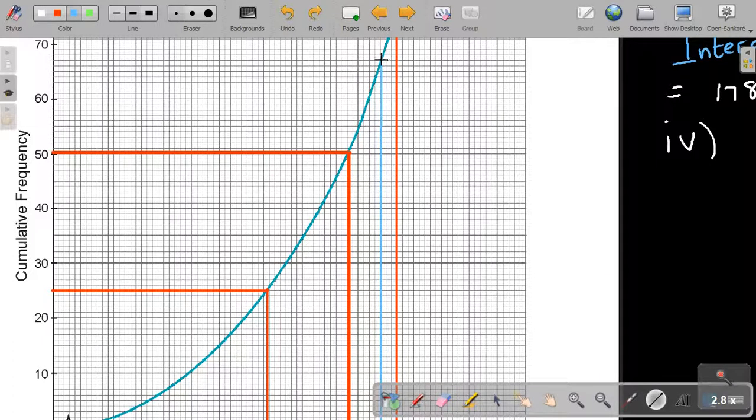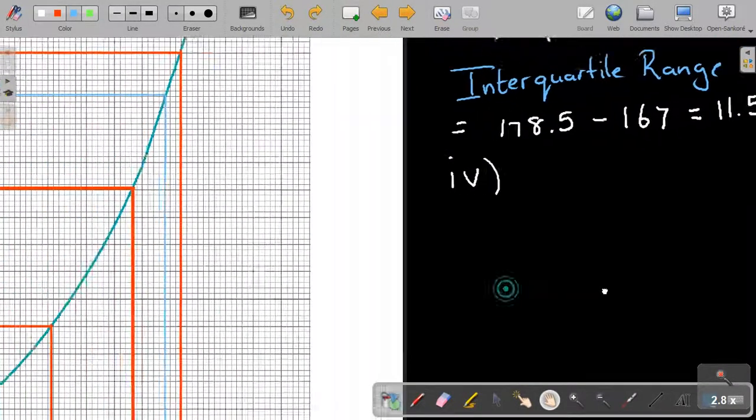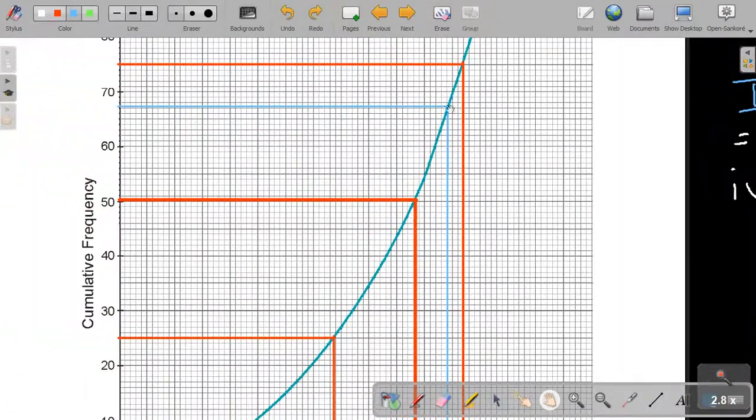And where it cuts, I'm going to draw it down to this side. So this is going to be 60. 1, 2, 3, 4, 5, 6, 7. So it looks like 67. But remember, greater. So they are not looking for the bottom, they are looking for the top.